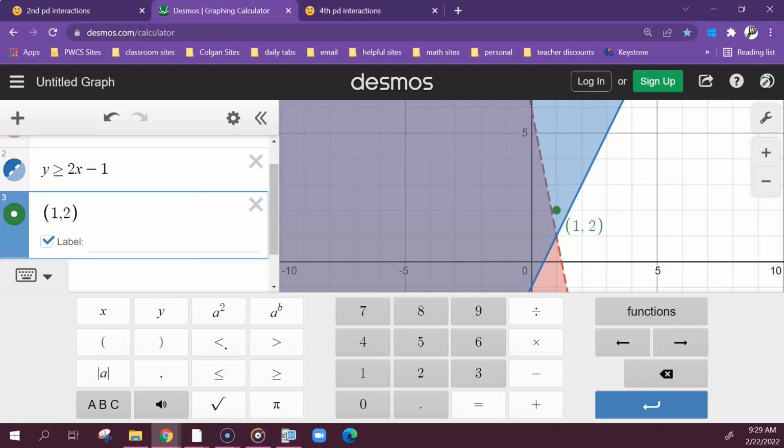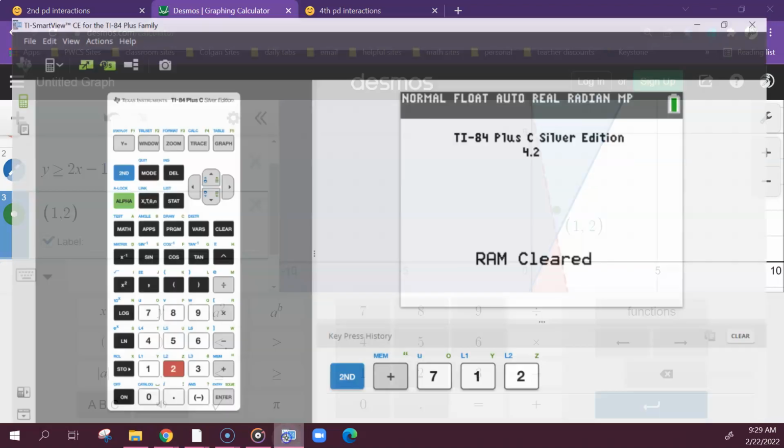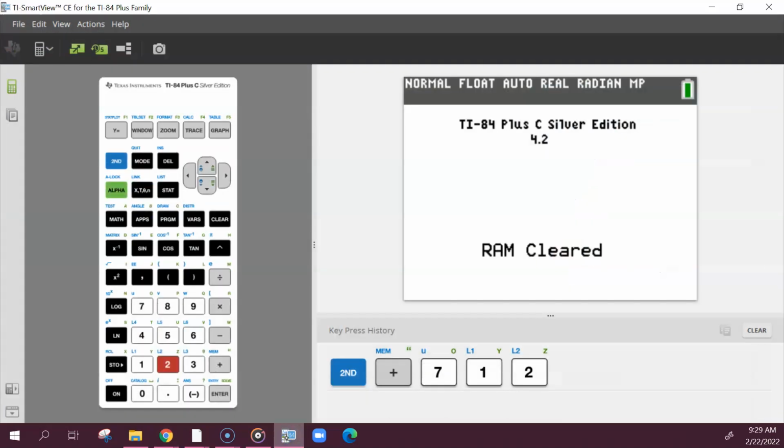Theo, as soon as I show this in the calculator, I'll write your test. Does everyone have their calculator? If not, go grab it. Okay, what's up with that? Reset it. Second plus 7, 1, 2.